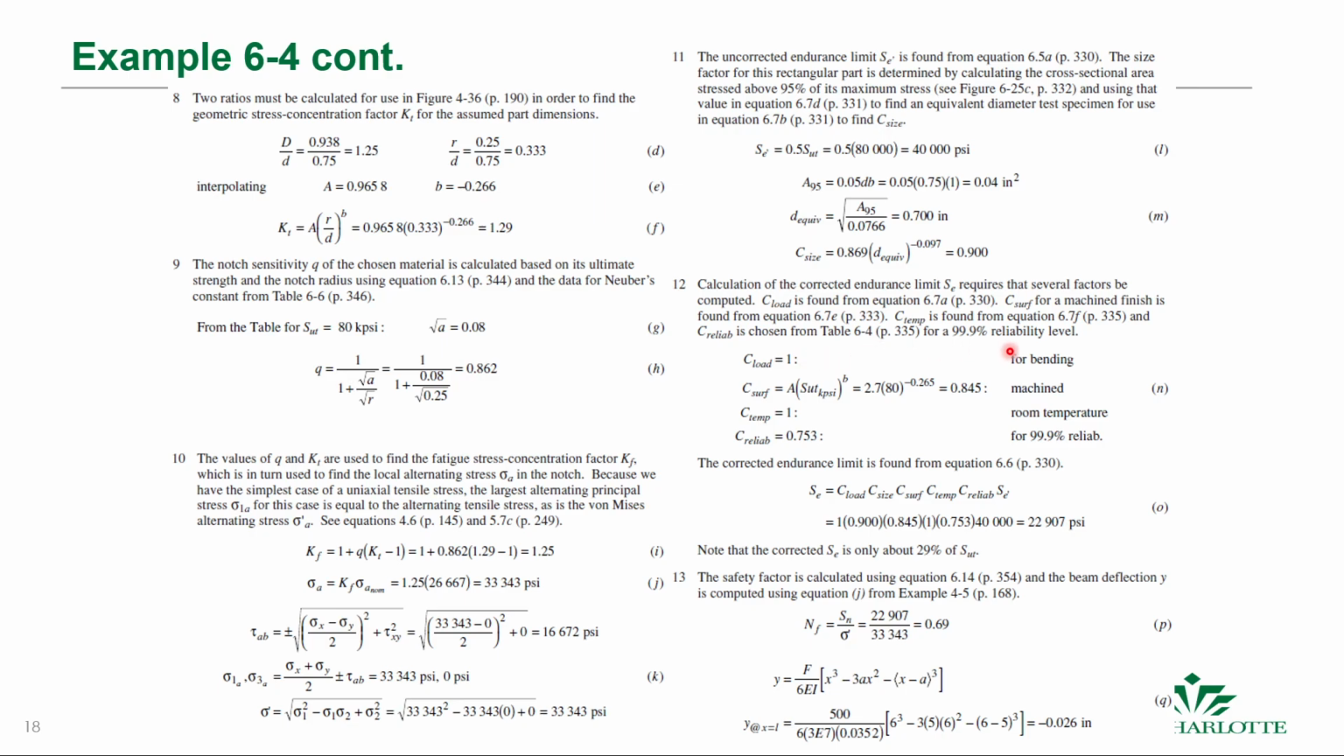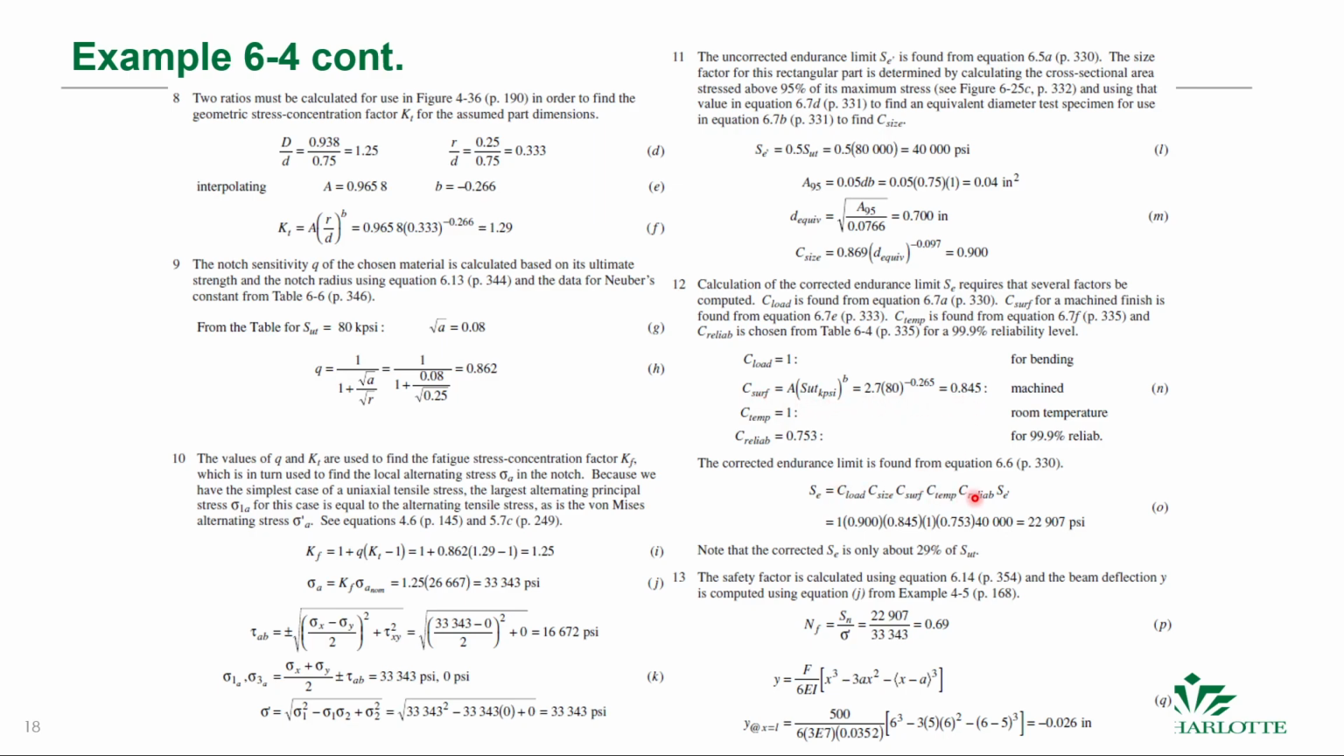The load factor is 1 for bending. We want a 99.9% reliability, so that gives us a reliability factor of 7.753. We're told it's at room temperature, so that's 1, and we're told that we're going to machine it, which tells us something about the surface. So we plug the values in for the machined part from that relevant graph for that material, and we can find that we have a surface factor of 0.85.